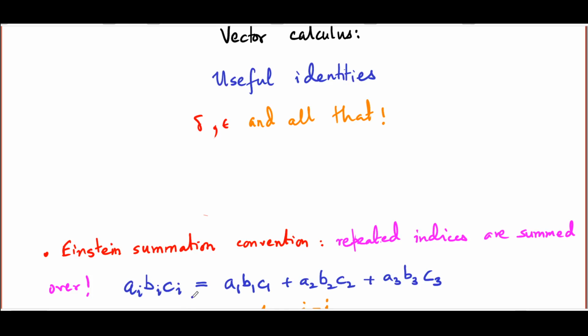Similarly, ai bi ci will be a1 b1 c1 plus a2 b2 c2 plus a3 b3 c3 plus, in fact, the sum will go on up to an, bn, cn if we are in n dimensions. In what follows, I am going to assume that we are stuck to our three-dimensional world, so I will actually run over 1, 2, 3. All indices, unless otherwise mentioned, will run over the values 1, 2 and 3.